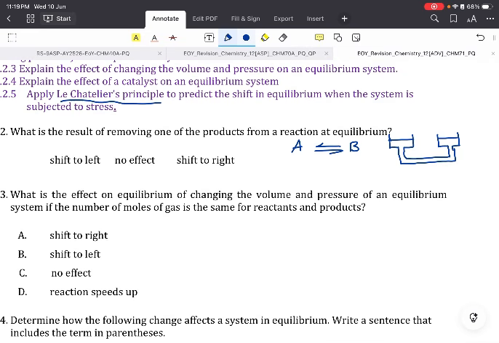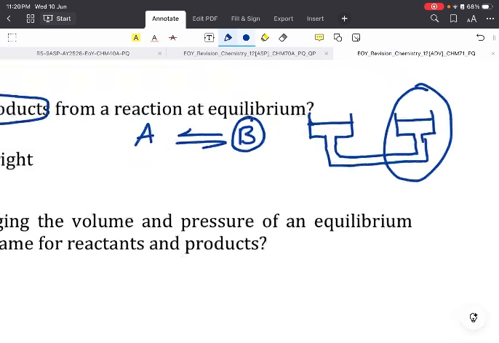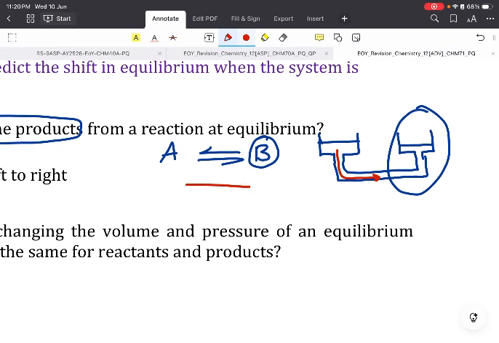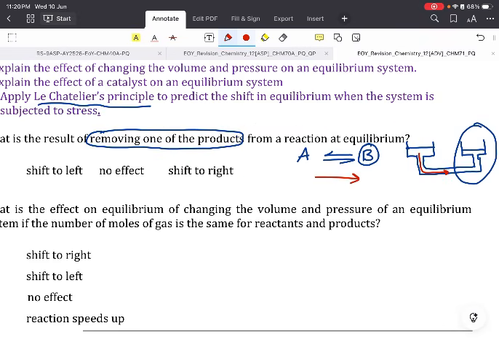So in this question, they are saying we are removing one of the products. The product is B. It means we are in this tank. So if I am removing from this tank some of the water, let's say the level of the water reached here, the water in the tank is gonna move in this direction to re-establish the balance or the equilibrium again. So in this case, our equilibrium is gonna go to the right.